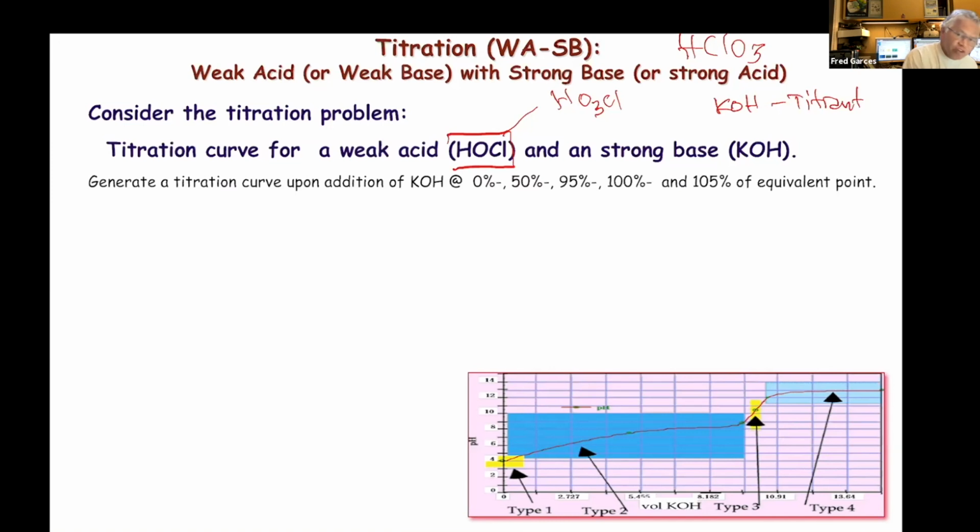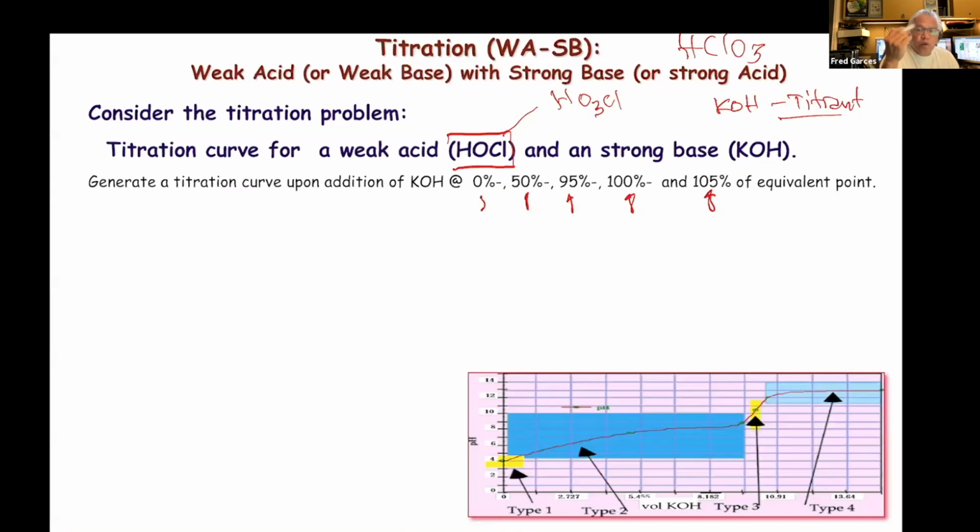So the first question that you will usually see is, okay, we're doing a titration. You know what the titrant is, it's a strong base, and you know what the analyte is, it's a weak acid. And I need to get the pH values at 0%, 50%, 95%, 100%, and 105% of the equivalence point.